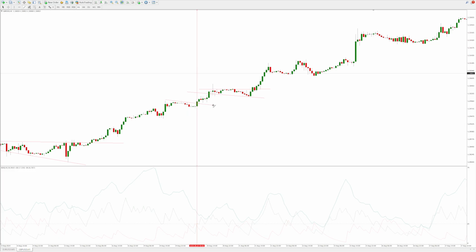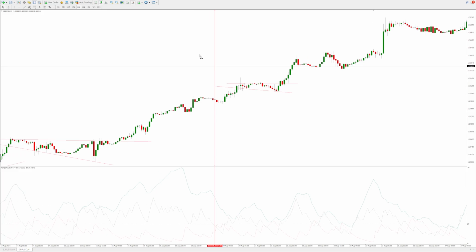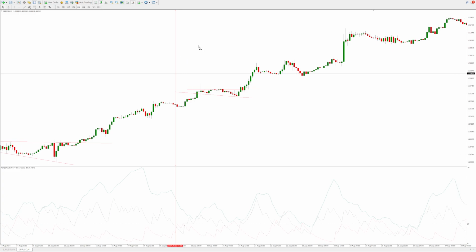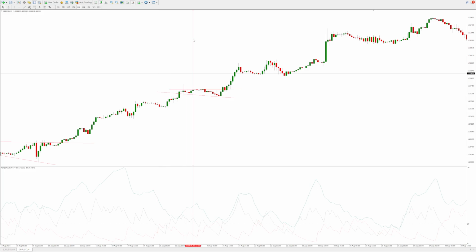Again, you had a nice breakout of that resistance level there as well. So there's many ways you can enter onto a trend. The most important thing is first identifying the trend and then deciding what analysis you'll use to time your entry, and obviously have good money management.